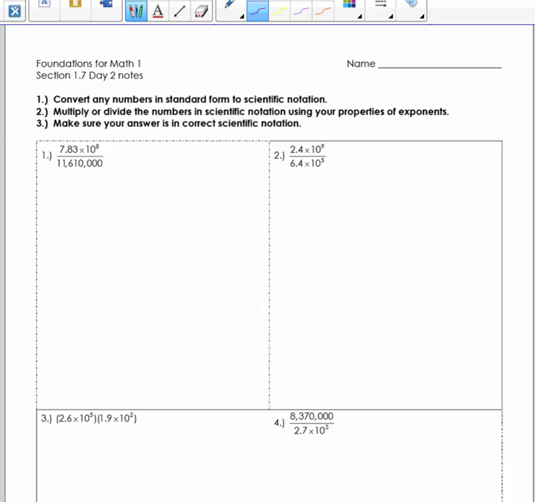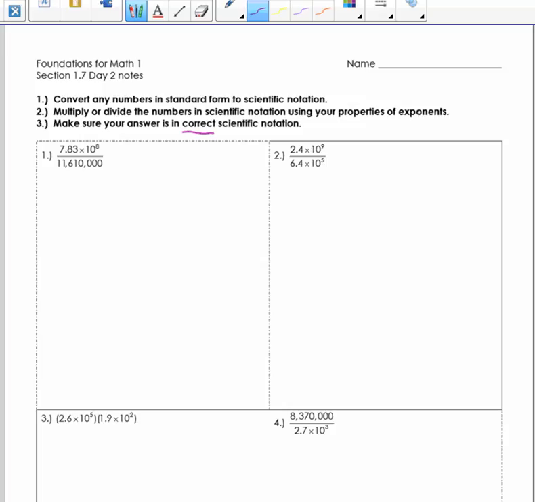So if you look at the 3 steps, number 1 says convert any numbers in standard form to scientific notation. You may or may not need to do that. And then everything else is the same as yesterday. Multiply or divide the numbers in scientific notation like we did using the properties of exponents, and then we just want to make sure that our answer is in correct scientific notation with a 1 digit in front of the decimal.